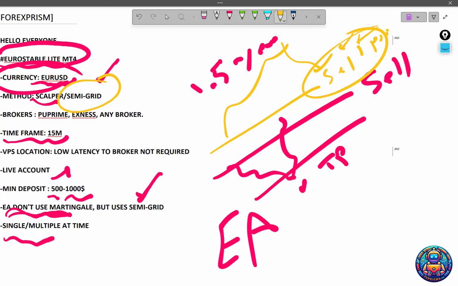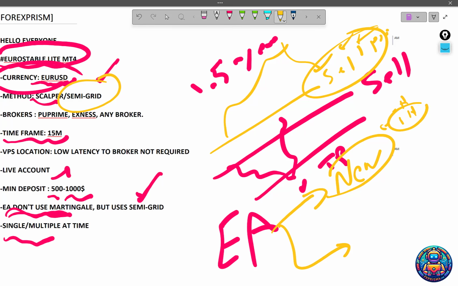trades over and over. This robot has two filters. One of them is a news filter indicator that will control when your trades are opened and when they are closed. For example, if we have high impact news, it will close the trades 1 hour before the high impact news, and it will open again 1 hour after high impact news.